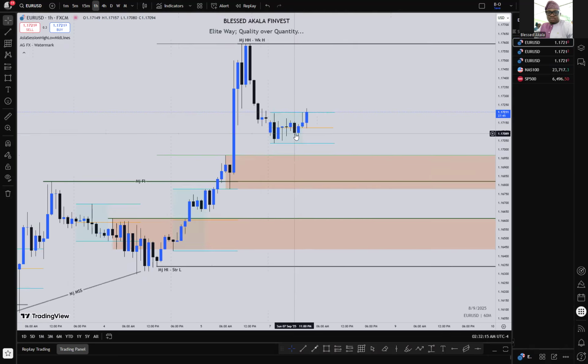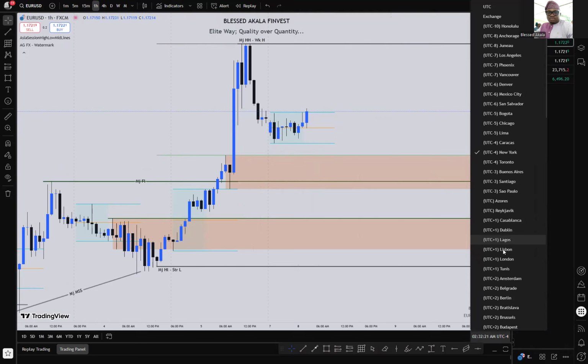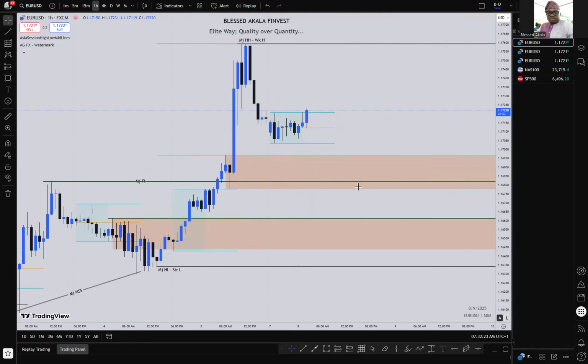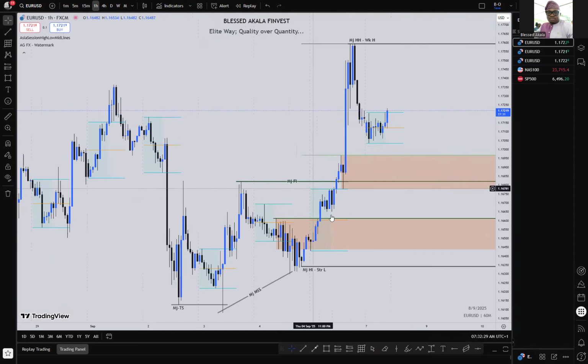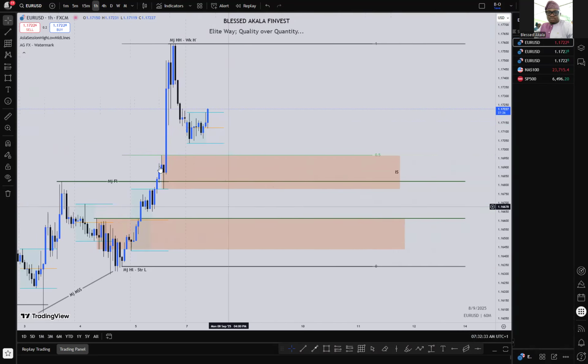And mind you, the Asian high has been taken through Frankfurt. We are within Frankfurt now. If you look at London session, it's 7:32, so we are within Frankfurt. So these are the two levels that I'll be anticipating to trade from. But I'll be leaning toward this first one first. But nonetheless, anything can happen.